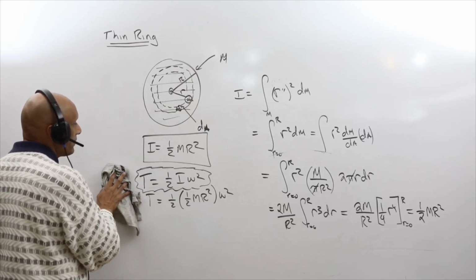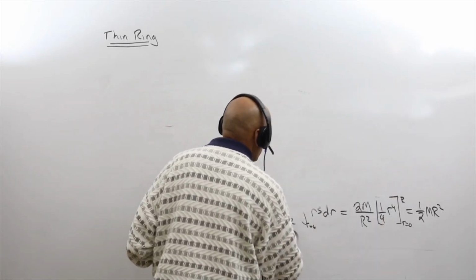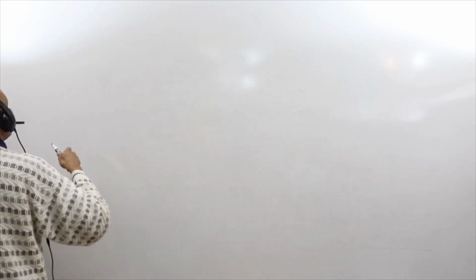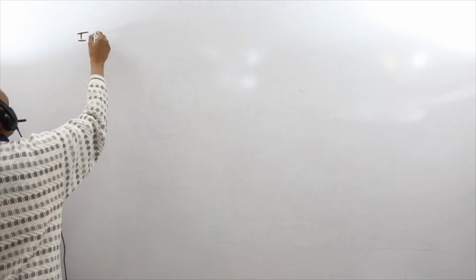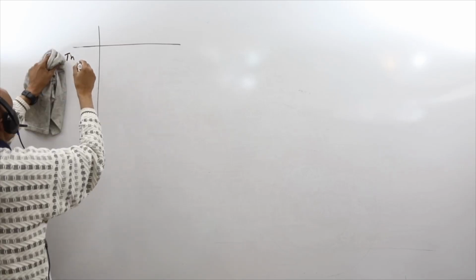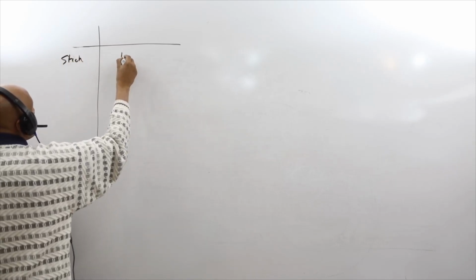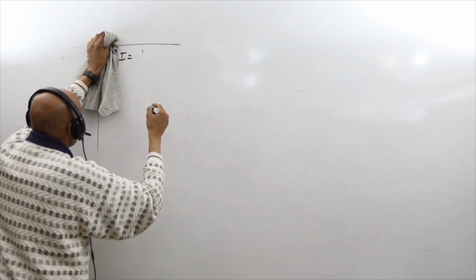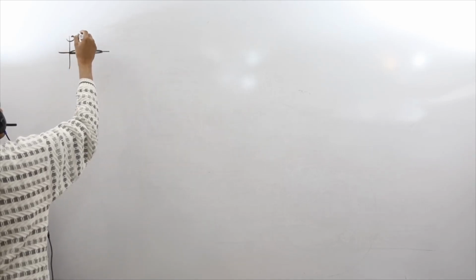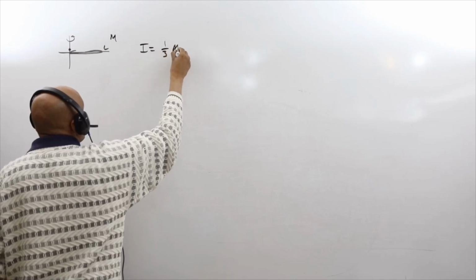So let me erase everything. Let me summarize what we've done so far. What we've done so far is calculated moments of inertia for the following systems. For a stick along the x-axis, we found the moment of inertia. Maybe I should draw a little diagram. So if I have a stick, and the rotational axis is along the y-axis, from 0 to L, and it's got a mass of m, the moment of inertia was given by 1/3 mass L squared.